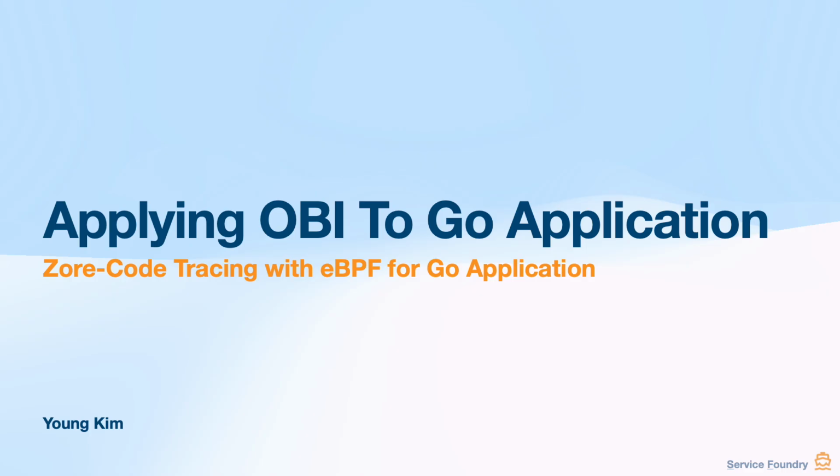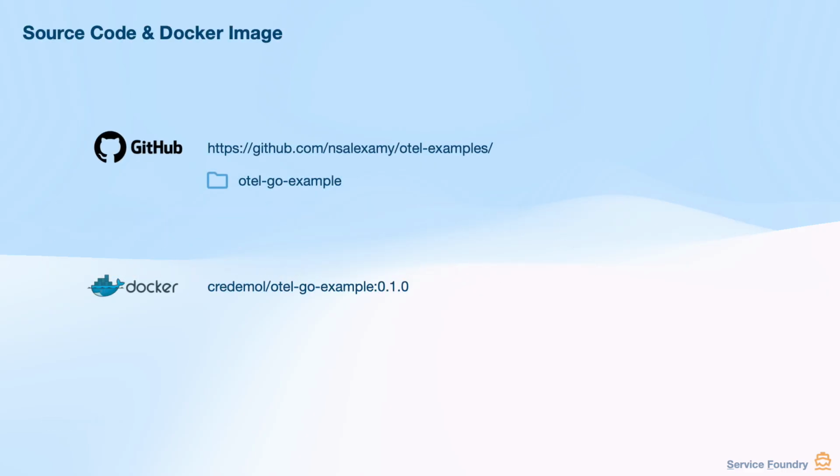You'll see how OBI's lightweight integration helps you trace Go applications in Kubernetes environments without needing to touch your business logic. Let's get started. For this demonstration, you can access both the source code and the pre-built Docker image easily.